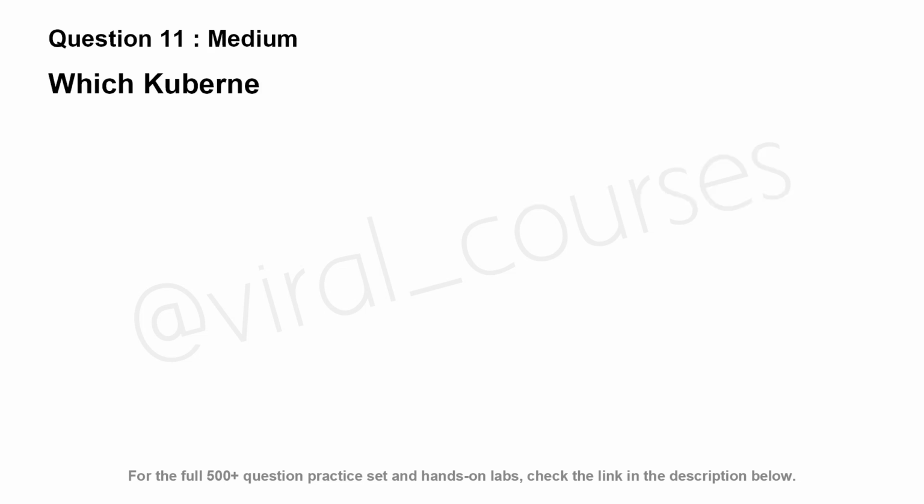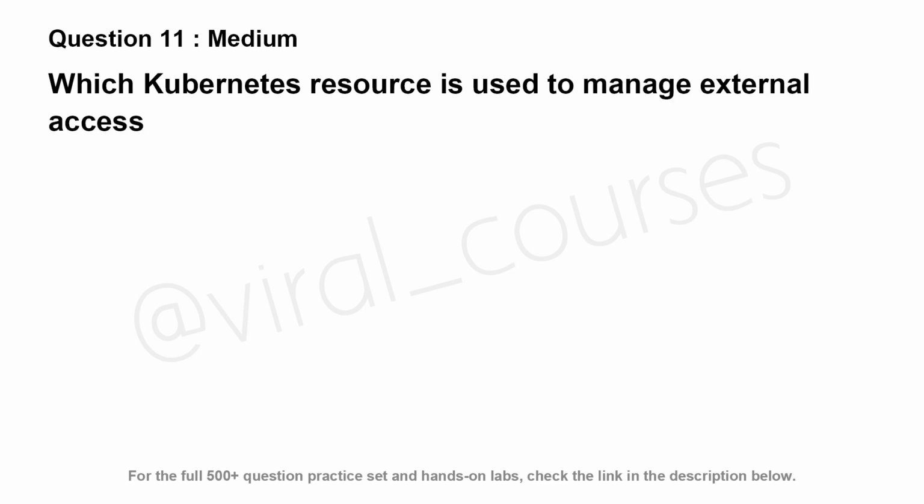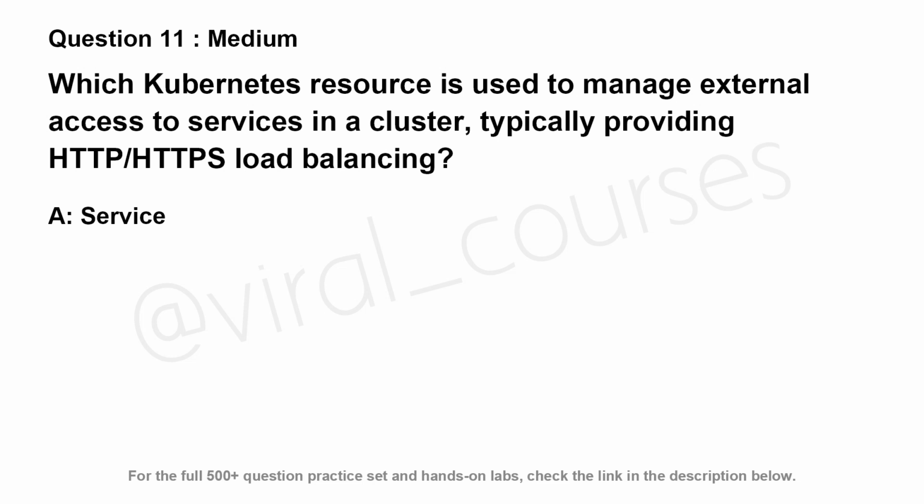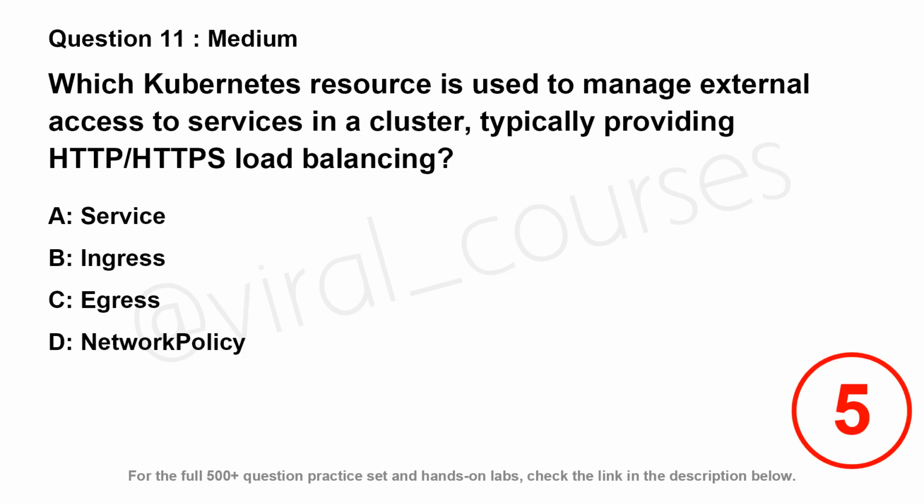Which Kubernetes resource is used to manage external access to services in a cluster, typically providing HTTP/HTTPS load balancing? Option A. Service. Option B. Ingress. Option C. Egress. Option D. Network policy.